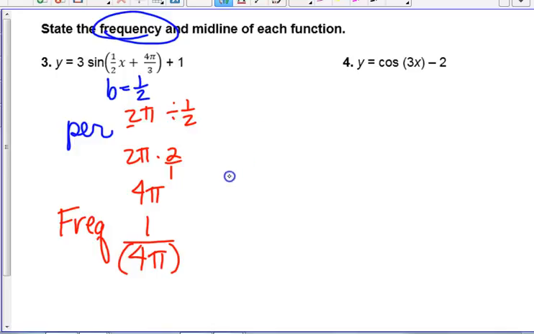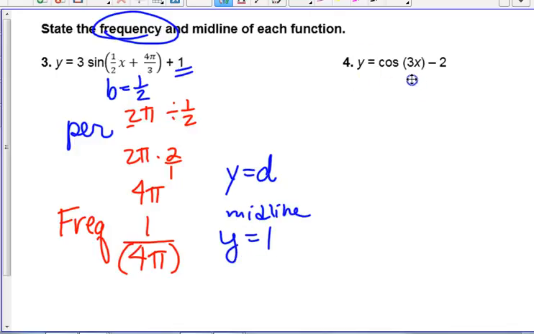And the only other thing this question asks is the midline. Does anybody remember how you find the midline? If you had a graph, you would find where the maximum and the minimum are, and you would average those values. This is not a graph. This is from an equation. The midline is just y equals the vertical shift. So this one is y equals 1, which means half the graph is above 1 and half below 1, okay?